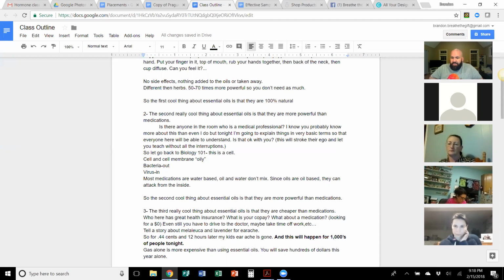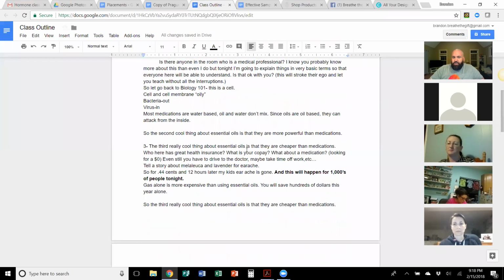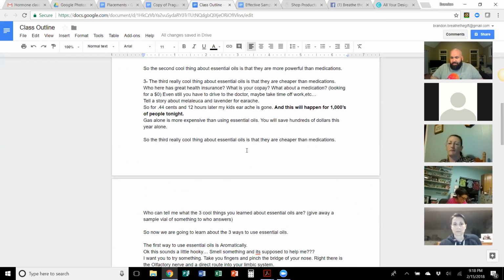So the third really cool thing about essential oils is that they are actually cheaper than medications. And this is a great thing for Team Canada. As soon as she was talking to me about it, you know, socialized medicine and everything, she's like, I want the zero deductibles. I want the zero copays for medications. That's what she wants. But you're going to basically be like, who here has great health insurance?